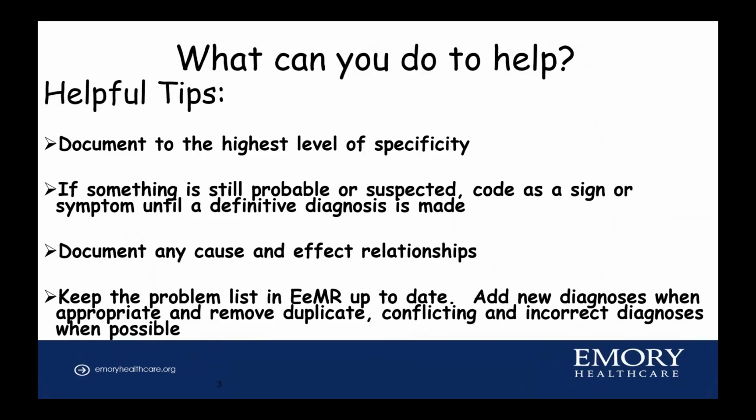What can you do to help? Continue to document the highest level of specificity. If something is still probable or suspected, code as a sign or symptom until a definitive diagnosis is made. Document any cause and effect relationships. Keep the problem list and email up to date. Add new diagnoses when appropriate and remove duplicate, conflicting, and incorrect diagnoses when possible.